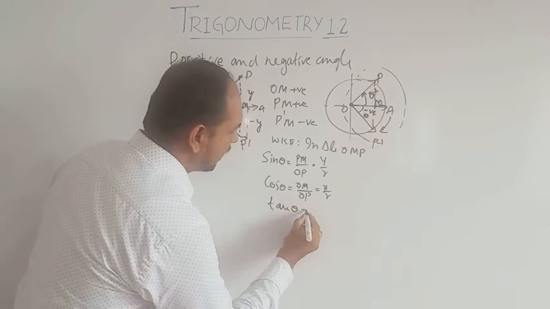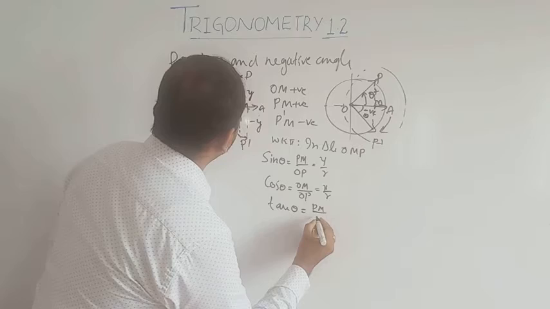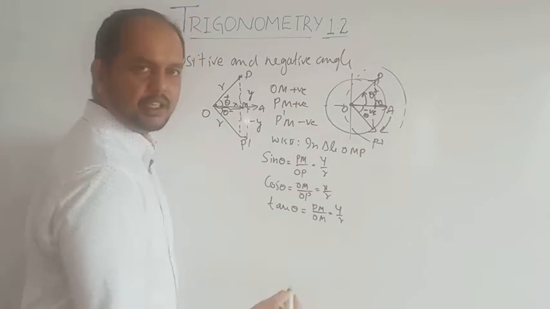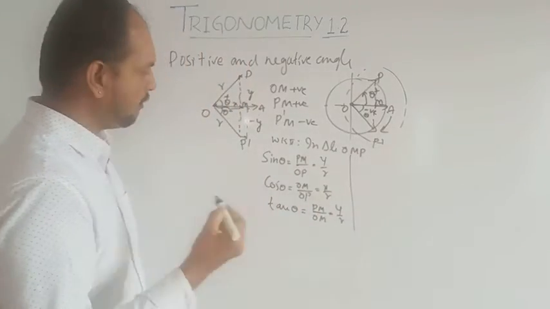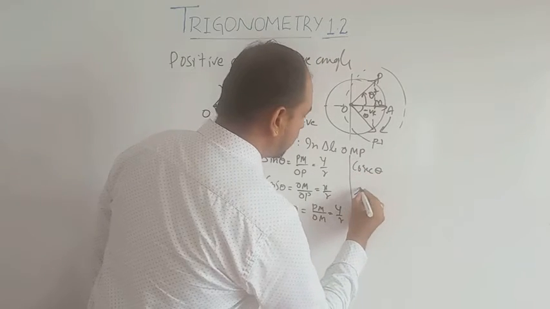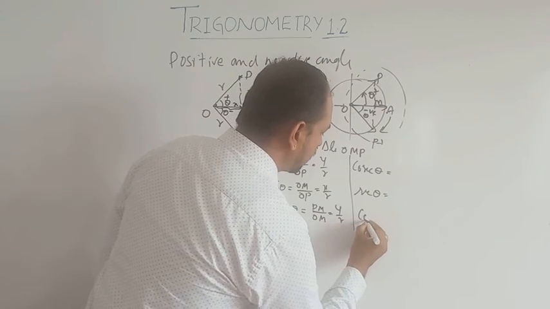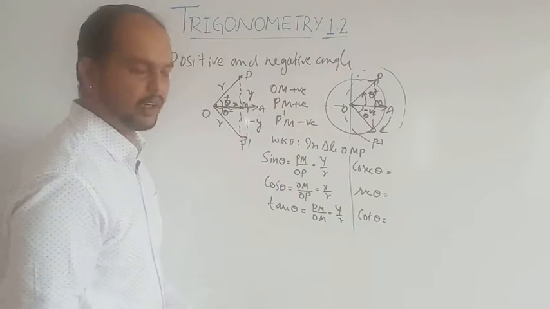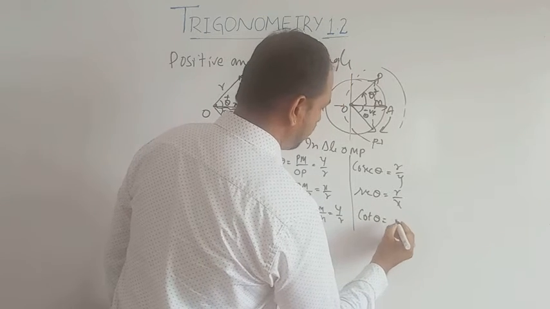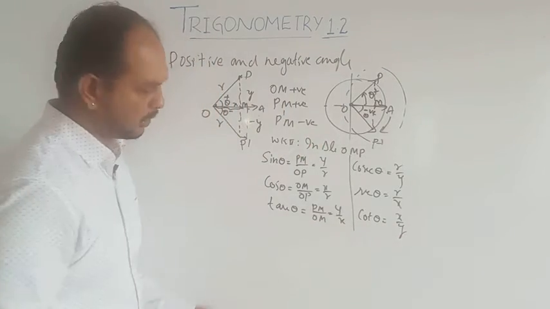Similarly, tan theta. What about tan theta? Opposite side by adjacent side, that is PM divided by OM, that is y by x. Similarly, you could define the rest of the three more yourself. Sin will give cosec, cos will give sec theta, tan becomes cot theta. You can define them or directly write: this is r by y, this is r by x, this will be x by y. Here this is y by x, tan theta.